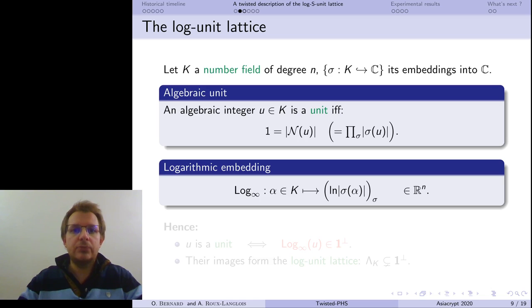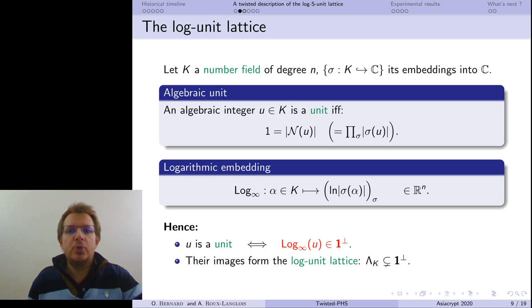And you can see from this formula that you have a nice characterization of units. So u is a unit if and only if the logarithmic embedding of u is orthogonal to 1. That means that the sum of all its components is 0, and you can see that it fits from the above formula, because the log of the product will be 0 because the norm is 1.